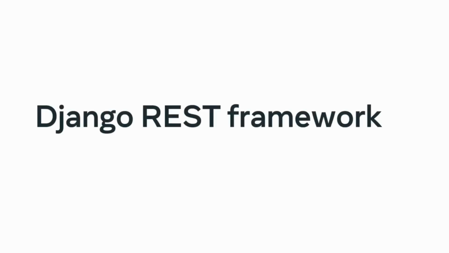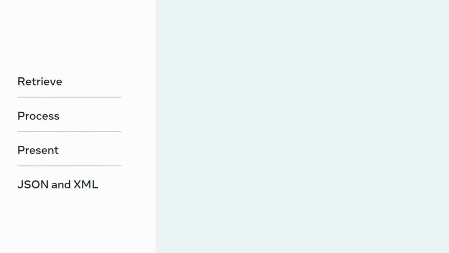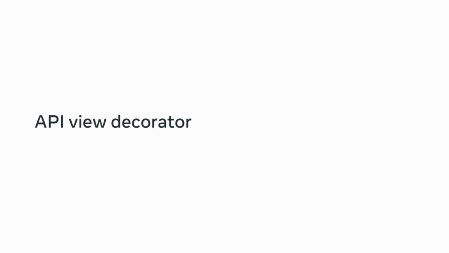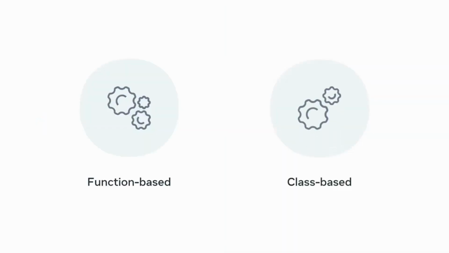You then learned how to install and set up Django REST Framework, or DRF, as well as how to create a basic API using DRF. You discovered how DRF can retrieve data from a database, process it, and then present it as JSON, XML, or other formats to your clients. Now that was important. And you learned more about the API view decorator and its benefits, as well as how to use function and class-based views to create API endpoints.